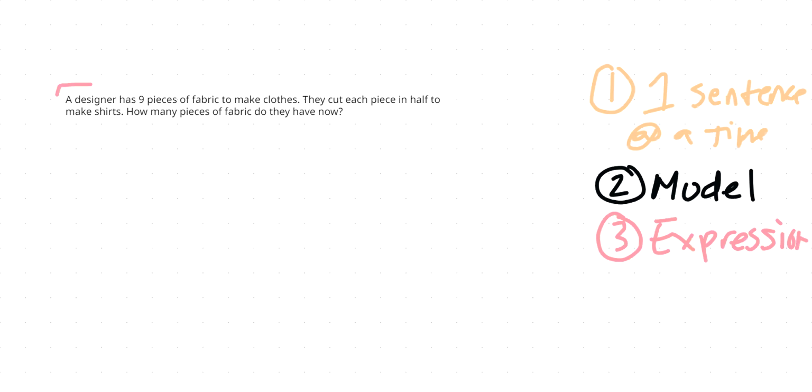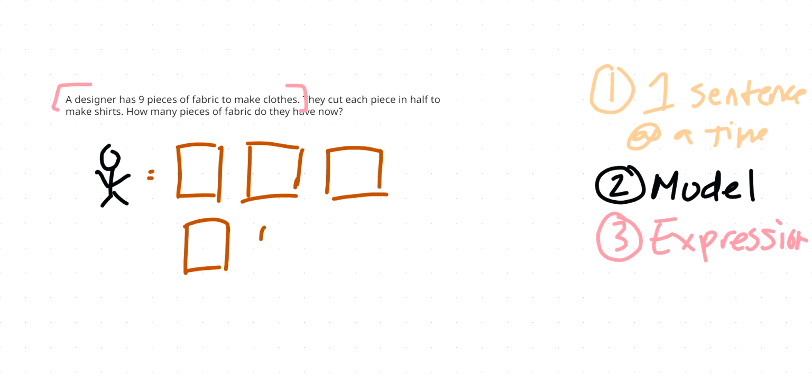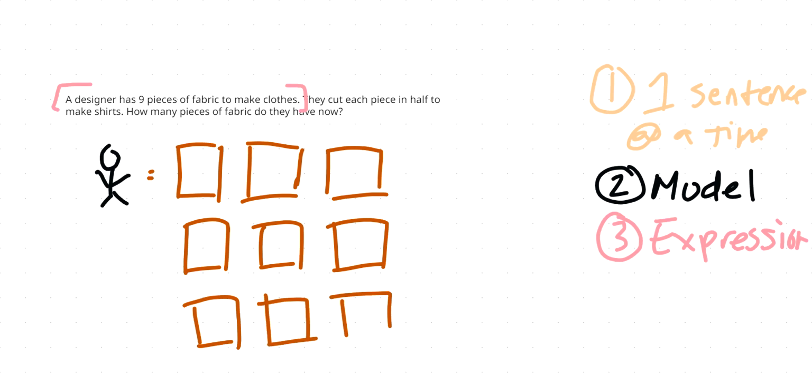It says a designer has 9 pieces of fabric to make clothes. End of sentence. Well, let's think about what that looks like. If I was to model that, maybe I'll draw my designer. Why not? They're looking awesome. Now I'm thinking about the 9 pieces of fabric they have, so I'm going to draw and model that. That's 5, 6, 7, 8, 9 pieces of fabric, which apparently in this scenario is bigger than the human themselves. They have very big pieces of fabric. Okay, so there's a model.